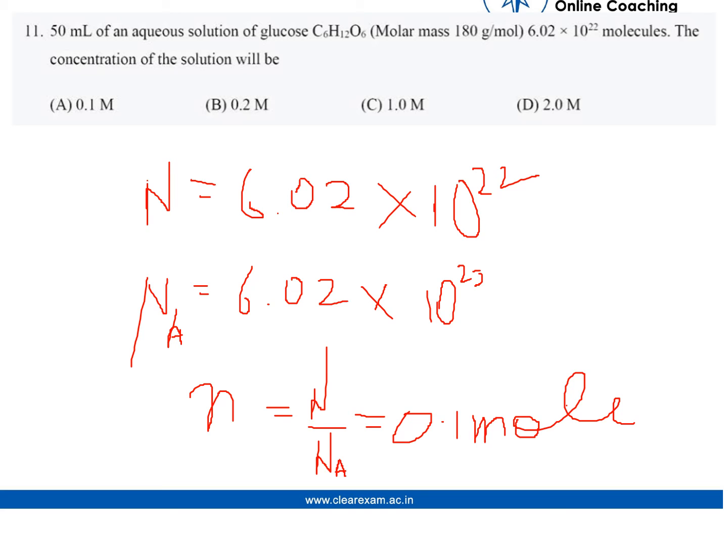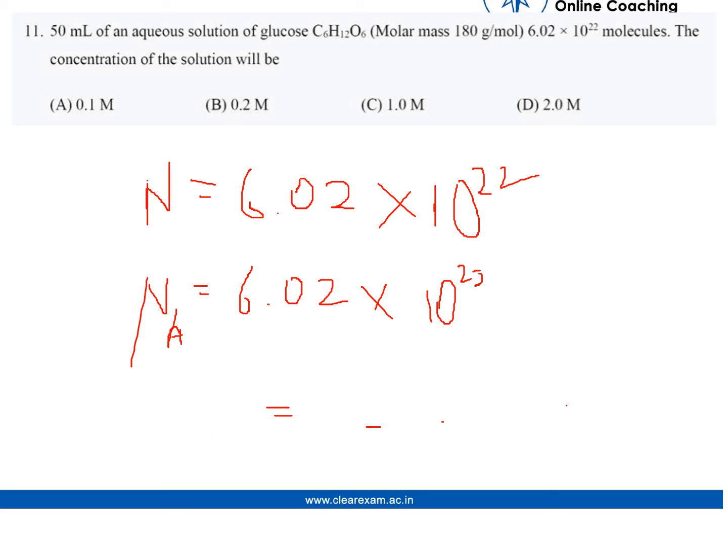After that, we are going to calculate the volume. The volume is equal to 50 ml. To convert it into liters, we have to divide it by 1000, which is 0.05 liters.